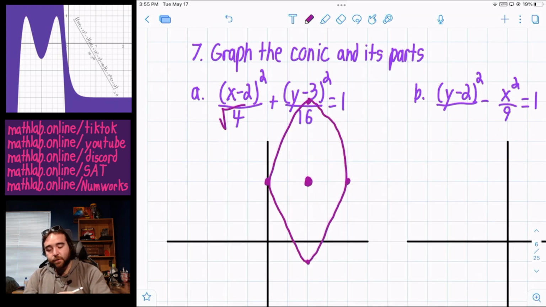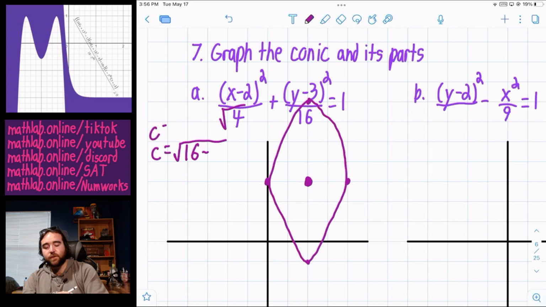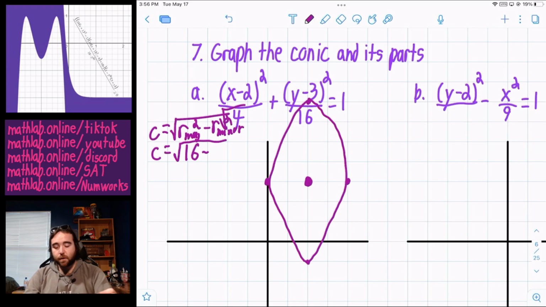So the last thing we got to do is find the foci. We got our c value, or sometimes I say our a value. For the ellipse, you subtract the two radius squareds. So we say c is the square root of the r major, meaning the longest, squared, minus the r minor, the shortest, squared. So it's the bigger minus the smaller.